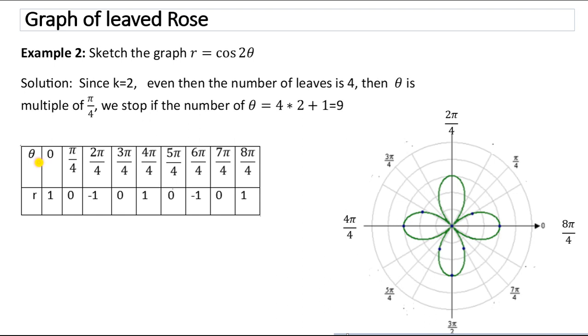I always start from theta equals 0, then pi over 4 and its multiples, until 9 angles. Theta is 0, pi over 4, 2 pi over 4, 3 pi over 4, 4 pi over 4, 5 pi over 4, 6 pi over 4, 7 pi over 4, 8 pi over 4. 1, 2, 3, 4, 5, 6, 7, 8, 9. Stop because the number of theta values must be 9.